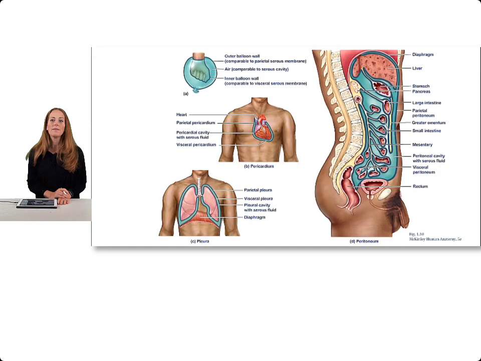This is a more detailed view of those serous membranes. Again, when we get to the digestive system, we'll learn a little bit more about the serous membranes within the peritoneum. For example, the different mesenteries and the omenta. More on that to come.